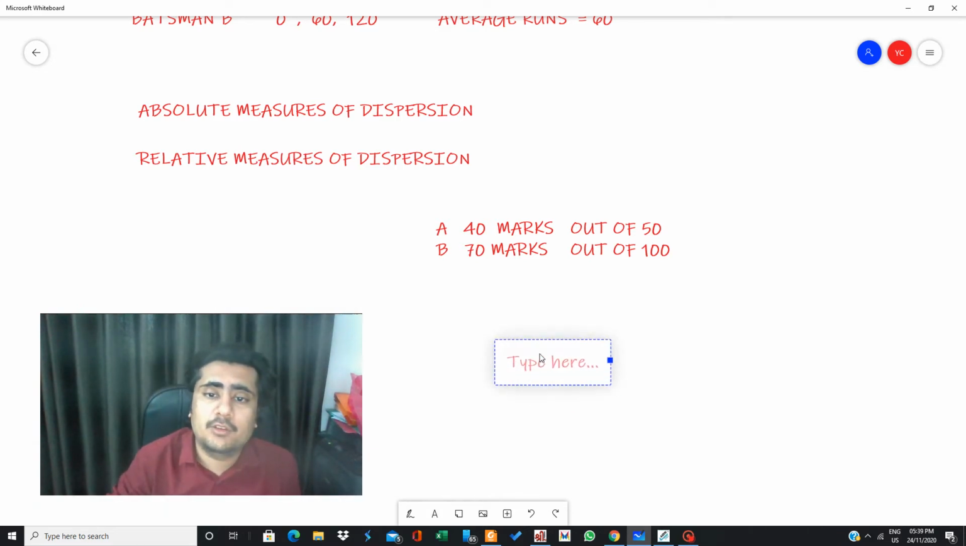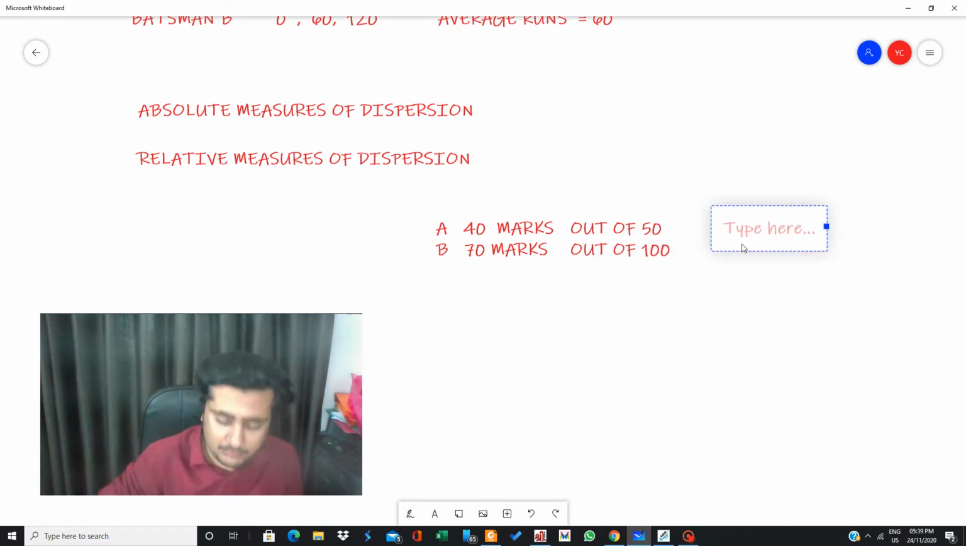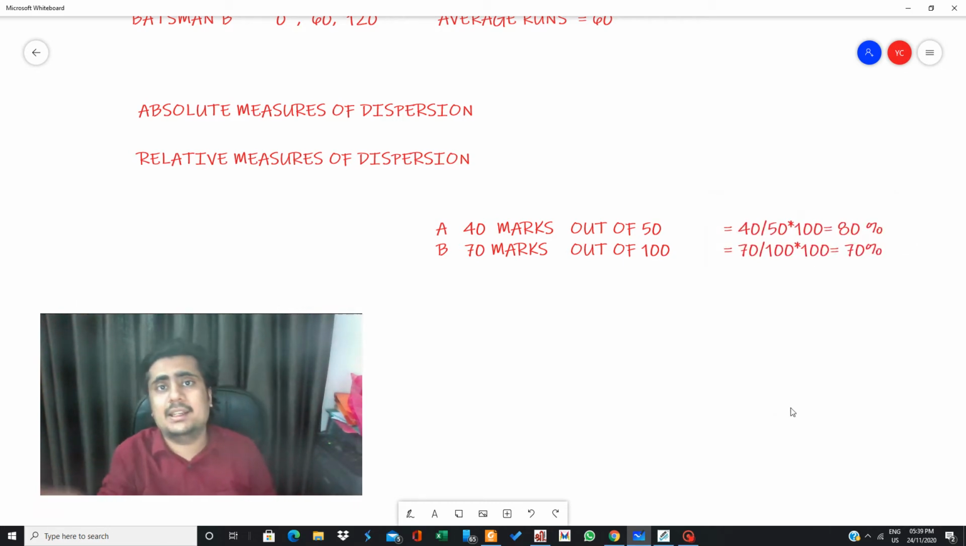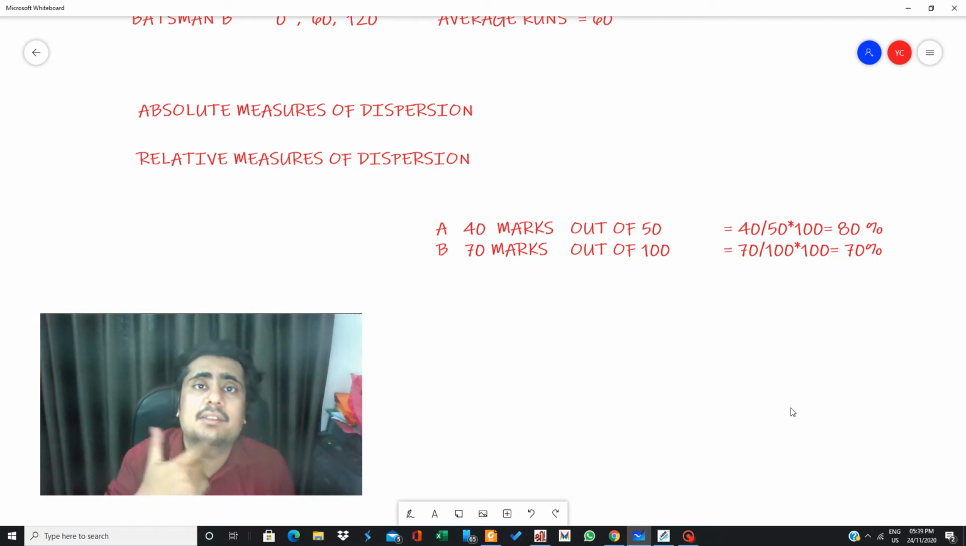If I want to compare both, then I can take the help of percentage. If A got 40 out of 50, he got 80% marks. And B got 70 out of 100, so he got 70% marks. So now you can see that 80% is higher. That means A has more marks.